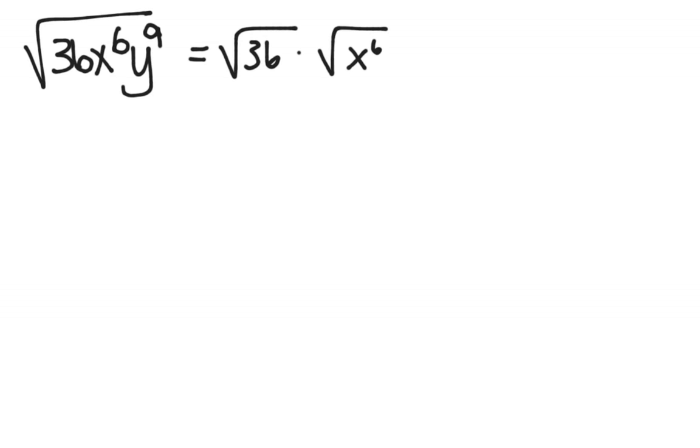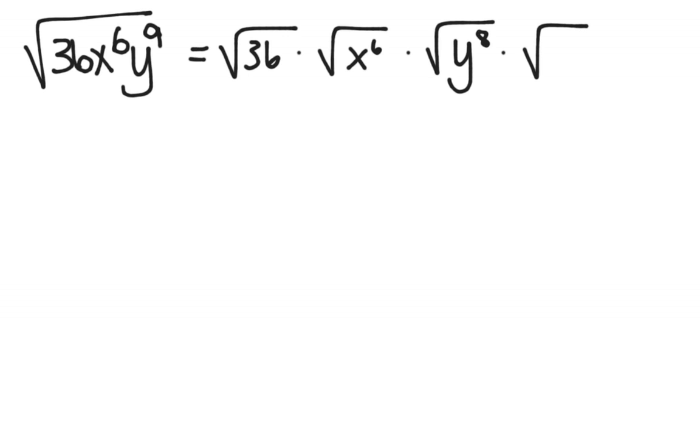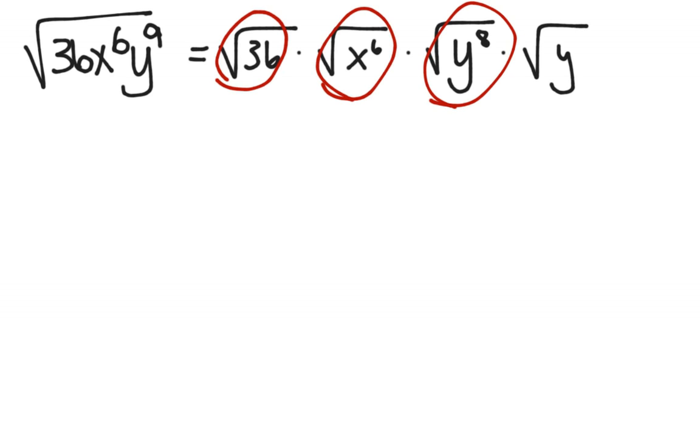But with y to the 9th, I can't do that square root because 9 divided by 2 gives me a decimal. So I need to think to myself, what is the highest power of y that is divisible by 2 without going over 9? Because I can't take more than a half, and that would be 8. So we are going to rewrite the square root of y to the 9th as the square root of y to the 8th times the square root of y. And the things I just circled in red, I can take the individual square roots.